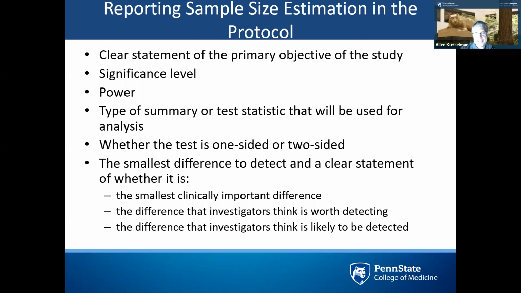So reporting sample size estimation for your protocol. If you're writing an IRB application, these are the things you want to include in your sample size estimation statement. You want a clear statement of what the primary objective of the study is. What significance level? I mean, what's your type 1 error you're willing to accept? What's the power? The type of summary or test statistic that we use for the analysis, whether it's a 1 or 2-sided test. And what's the clinical effect size you're trying to show?